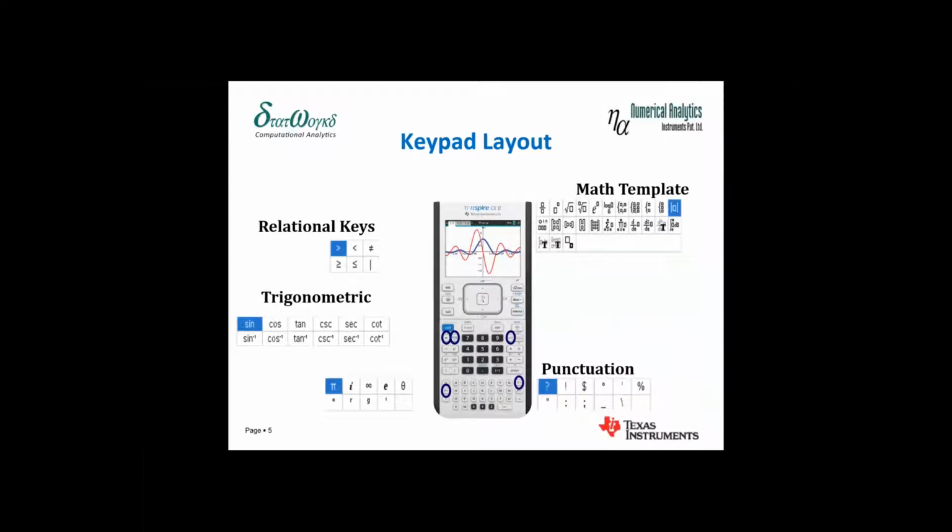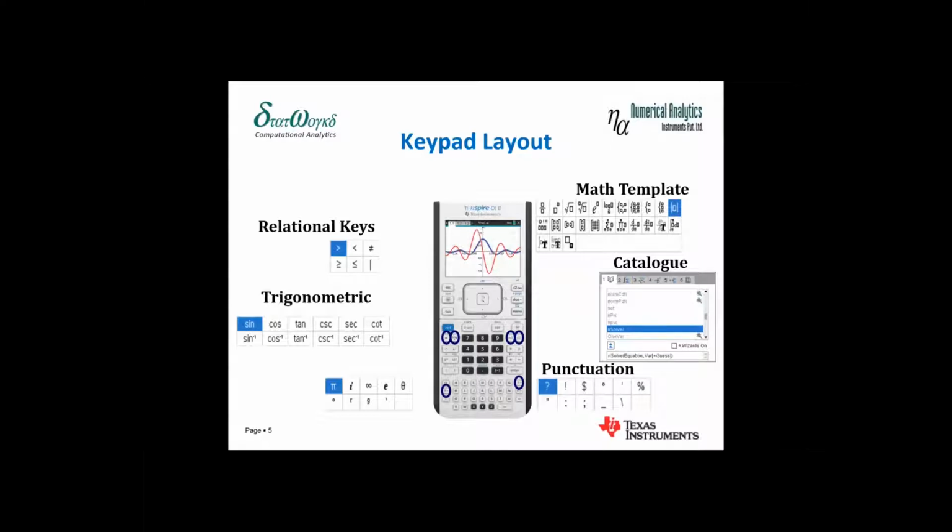Then we have a math template key. Beside this 9 key is the math template key. This key comes up with all the options like matrices, differentiation, exponential, and all these mathematical functions are available easily under this single key, that is math template. Then we have this catalog key. This book-like structure is known as the catalog key.